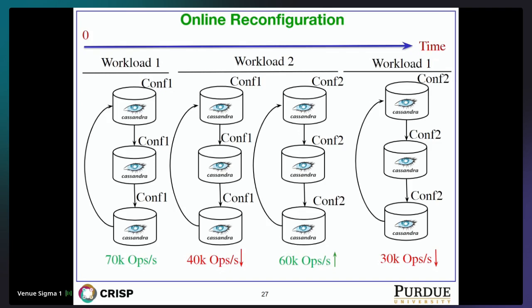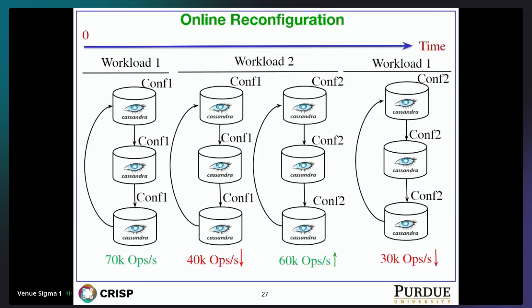But again, the workload is not static. You have no control over the workload. That's what's coming from your customers. So now it changes back to workload 1. And it turns out that conf 2 is really, really bad for workload 1. So the throughput now goes down to a terrible 30 kilo-ops per second.